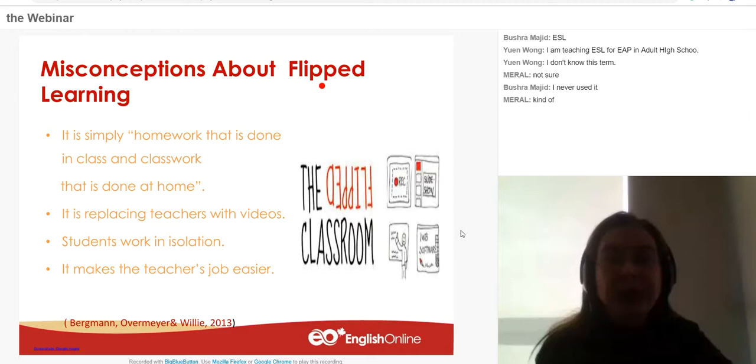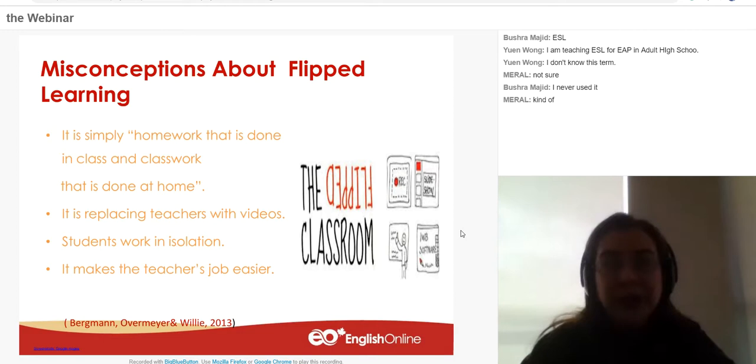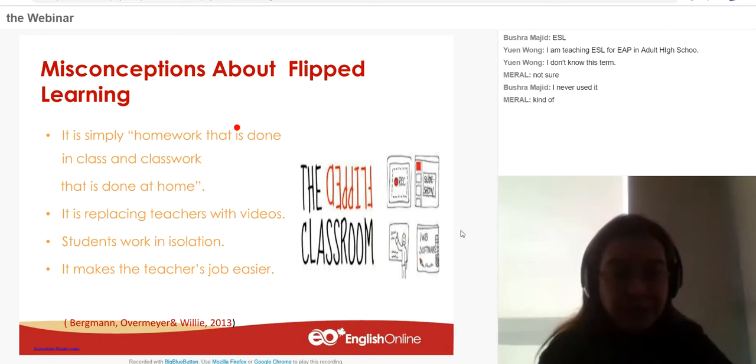Although we're talking about EAP and flipped learning, this can be applied in a face-to-face setting, in an online setting, and also in a blended setting where there's both the face-to-face part and the online part. And definitely it does not make the teacher's job easier, because it requires a lot of planning, as I said, and for the teacher to be a good observer and to know when to guide his or her learners at the right time and to facilitate their learning.